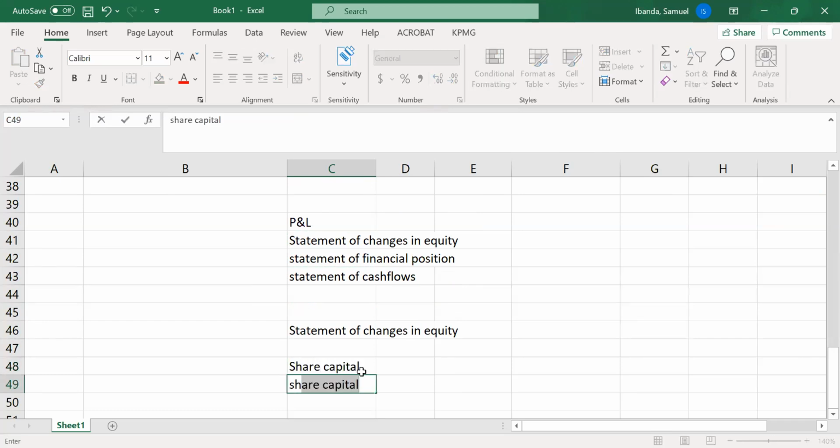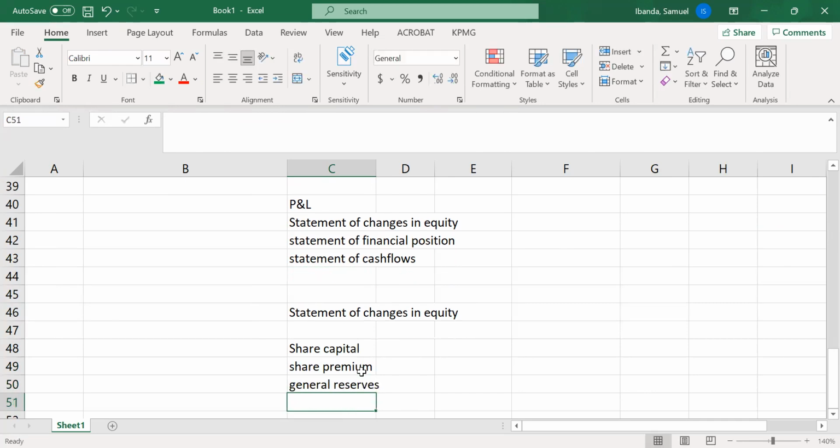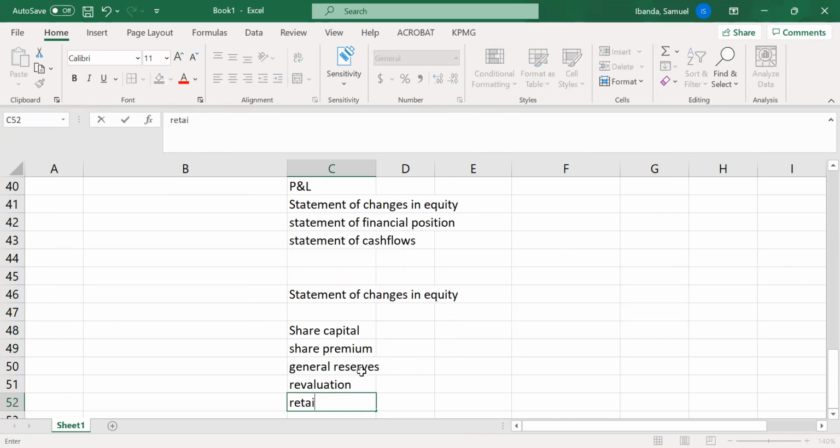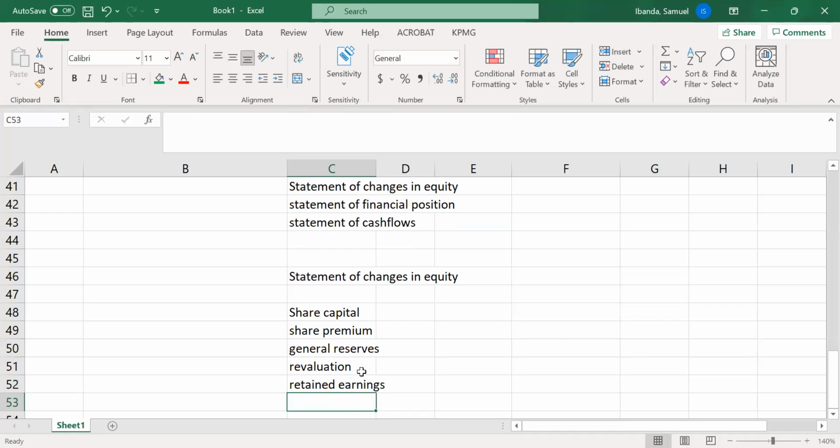I'm speaking of share premium, which I basically understand, but right now you must be understanding the difference between share capital and share premium. I'm speaking about general reserves. You're looking at aspects of revaluation, things like retained earnings, and so on.